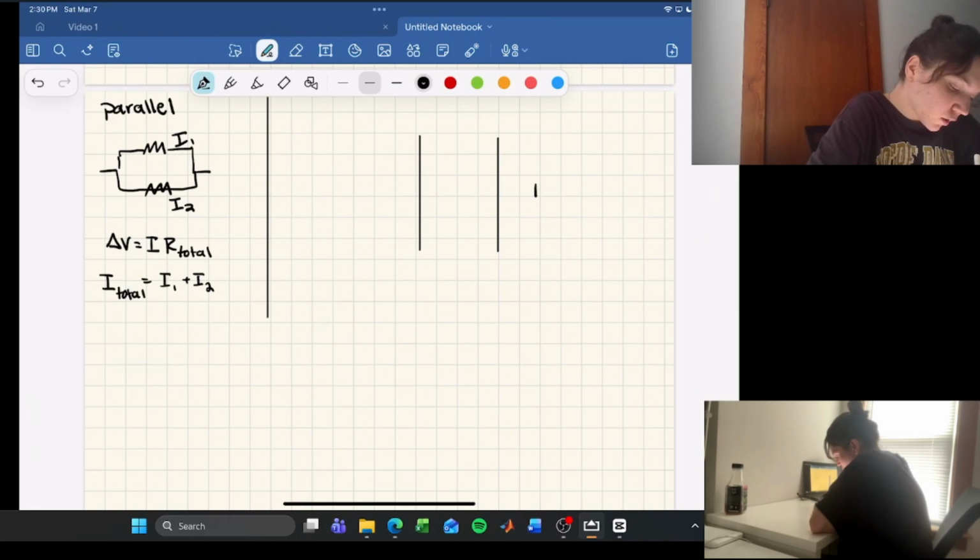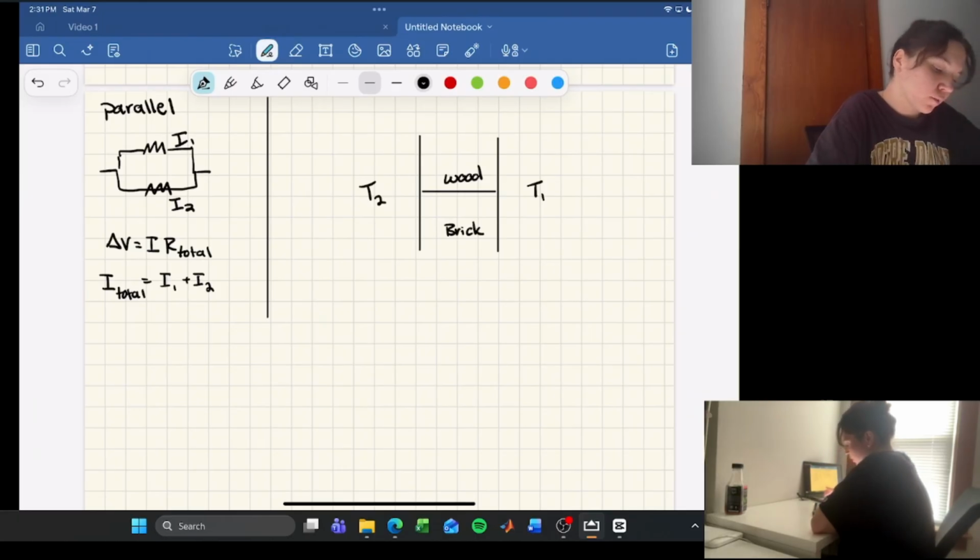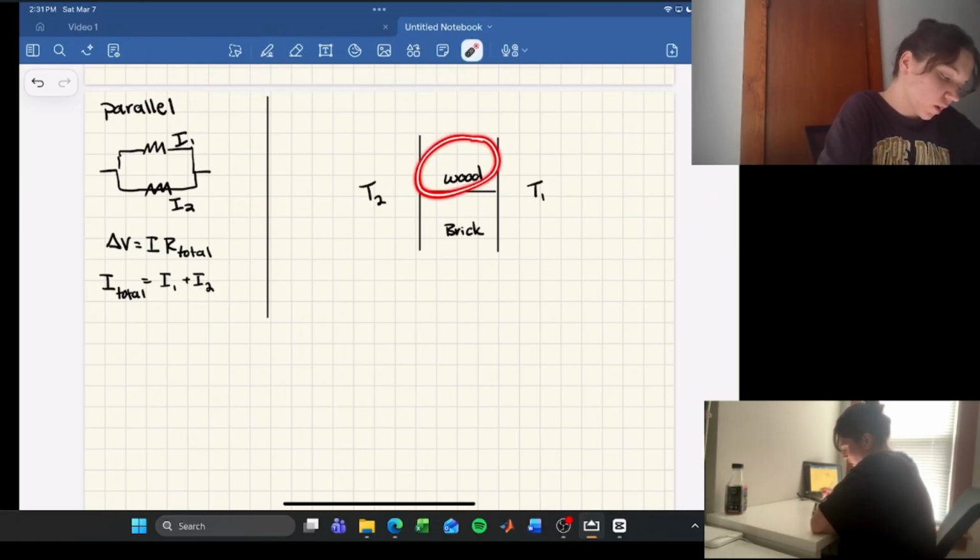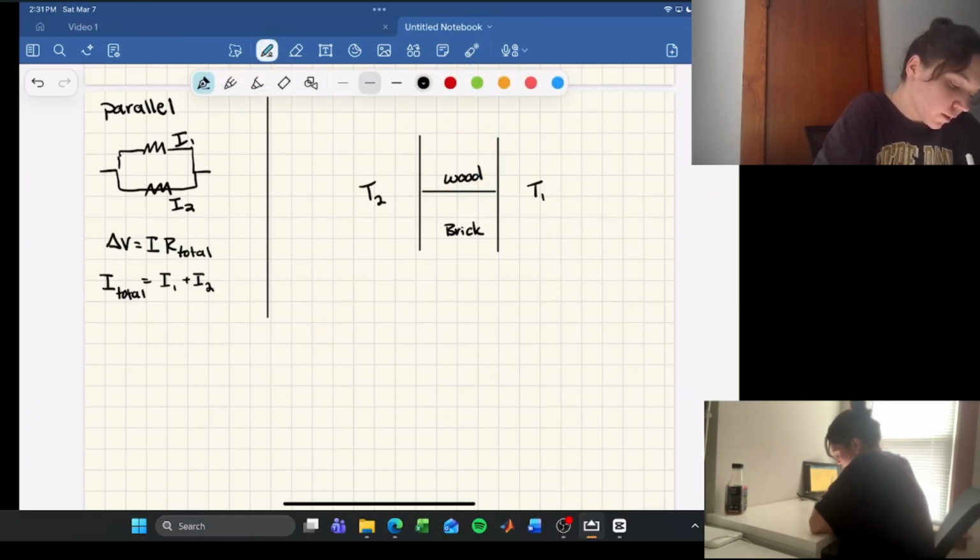So how this is going to look in heat transfer, let's say that you have a wall. And on the right side of the wall, this is temperature 1, and then on the left side is temperature 2. And let's say that the top of the wall is made of wood, and the bottom of the wall is made of brick. Like the whole wall is made of brick, but this right here is a wooden stud. So within this section up here, this is going to have a thermal conductivity of wood, and then there's a thermal conductivity of the brick as well.